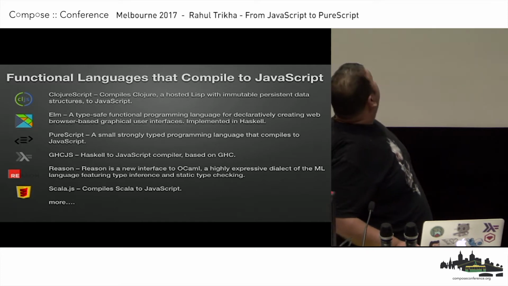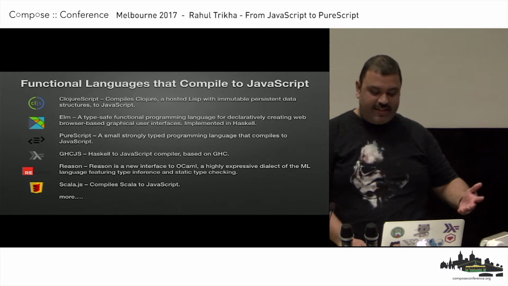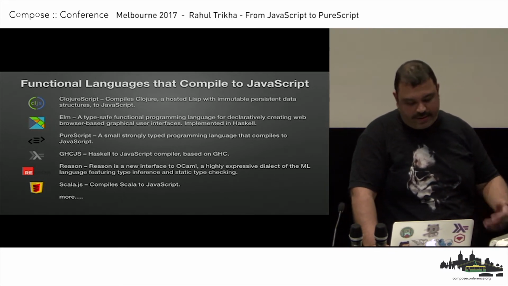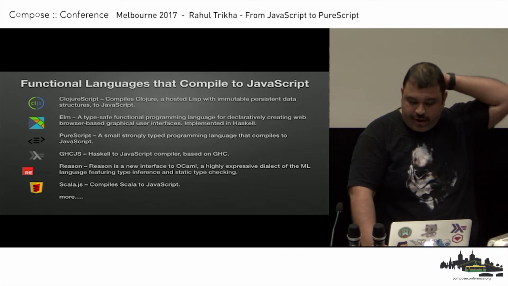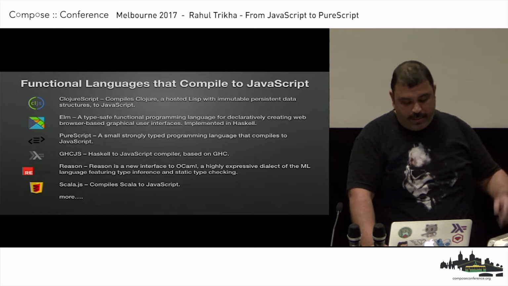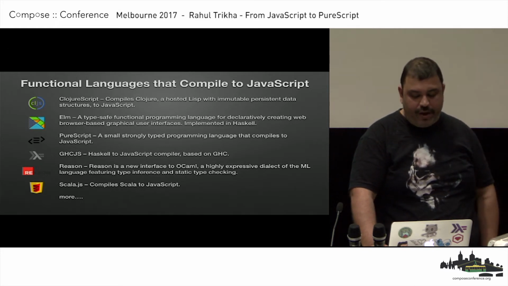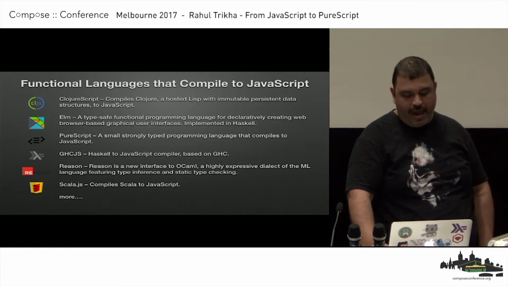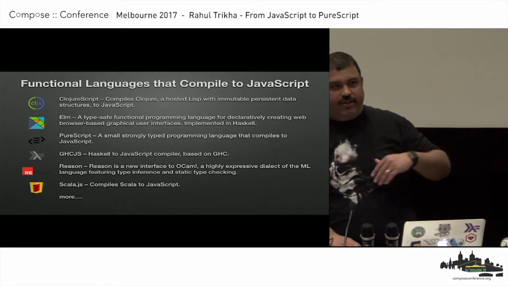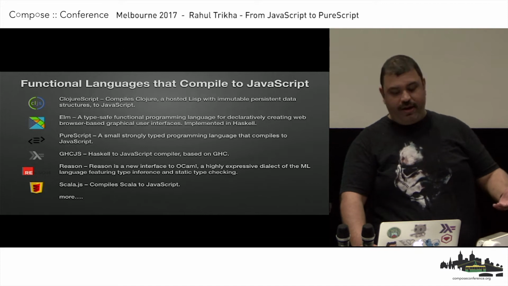Surprisingly, pretty much all good languages compile to JavaScript. And I think one of the reasons is that JavaScript is very good as a platform, and it has been successful. So here you can see ClojureScript, we have Elm, we have PureScript. We also have a Haskell port, GHCJS, which compiles Haskell to JavaScript. Reason is kind of new from Facebook, which is like an OCaml dialect. And then we have Scala.js. And there are plenty more. They're just everywhere. So what should I do?